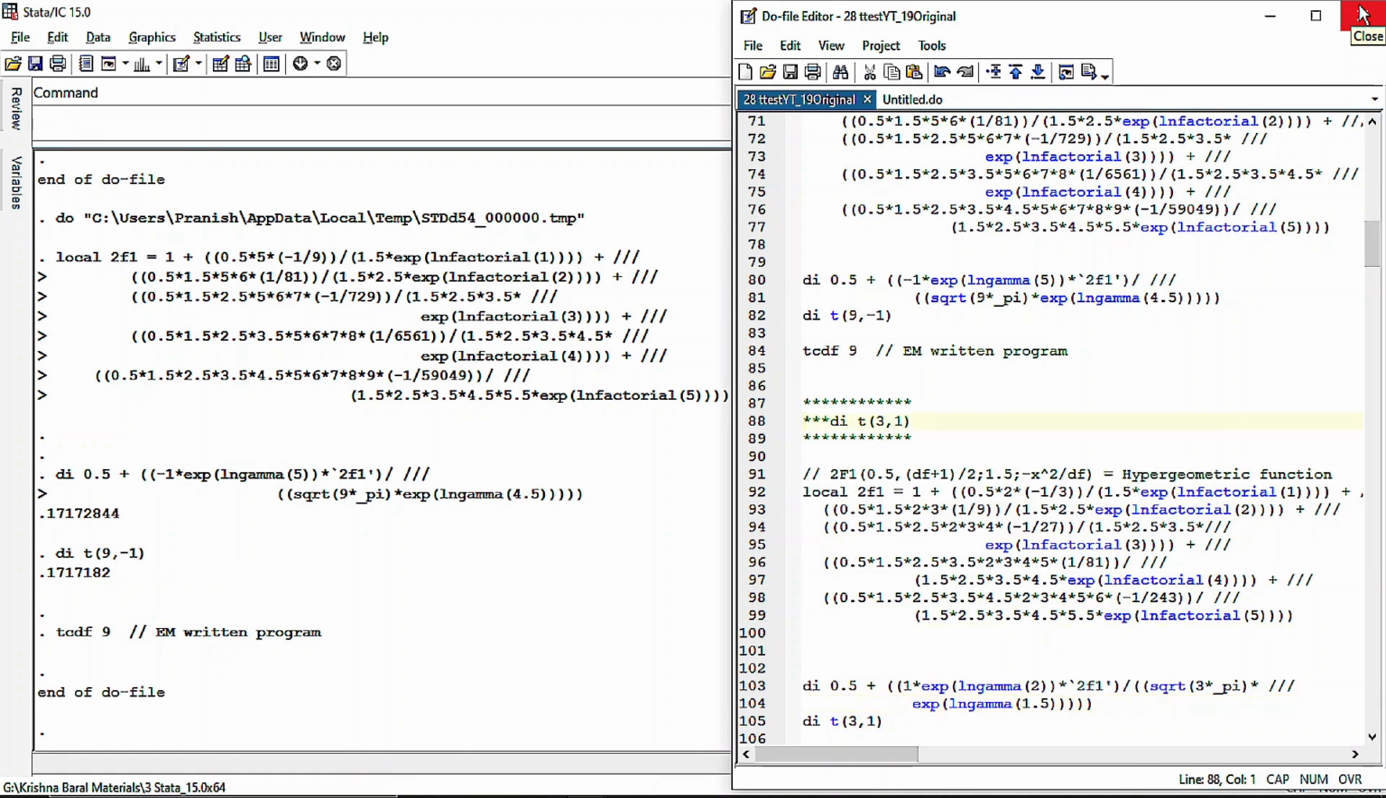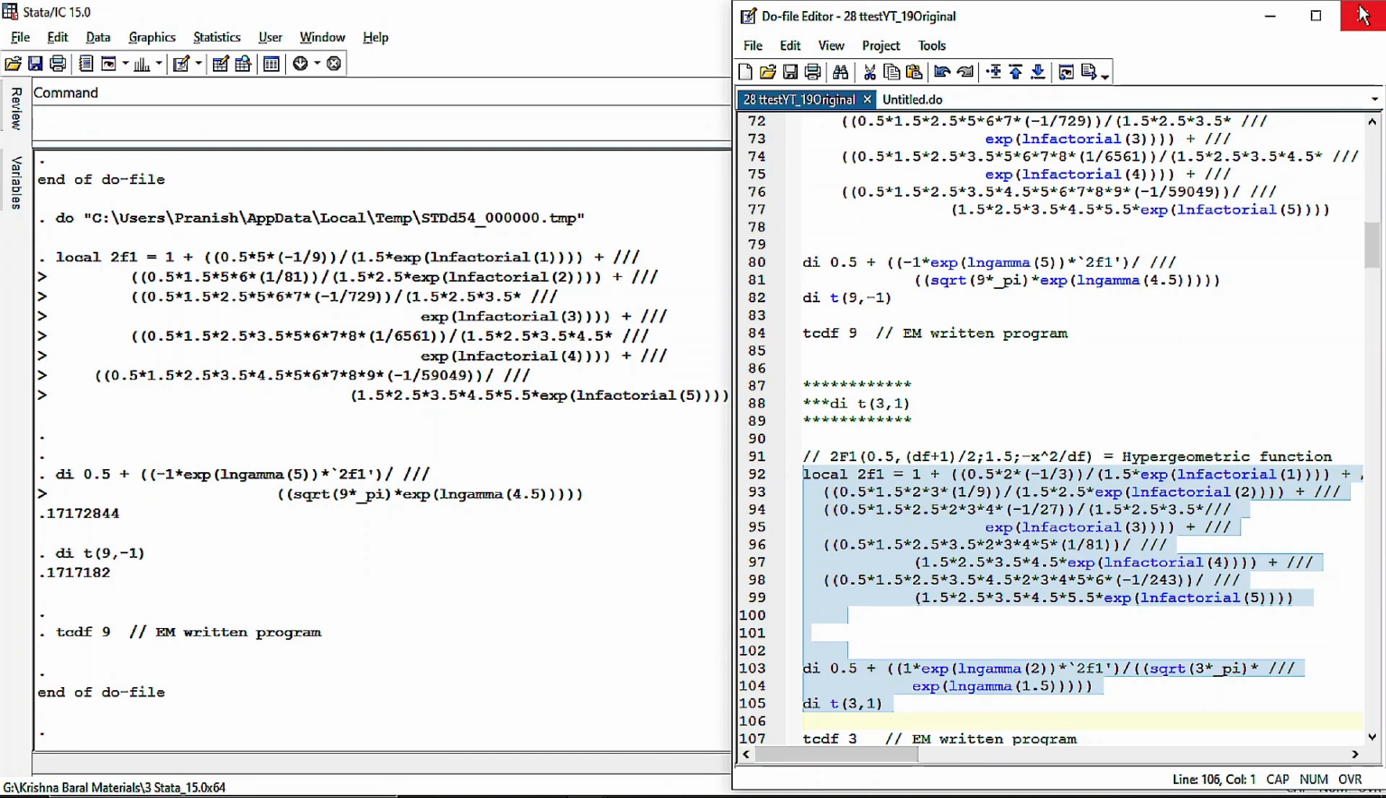3 and the t score is 1. What is the probability of getting the score less than or equal to 1? Again, this is our hypergeometric function for the given parameters, and this one is our generic formula, and this one is our Stata function.